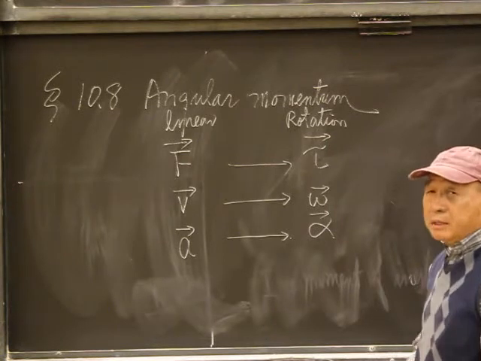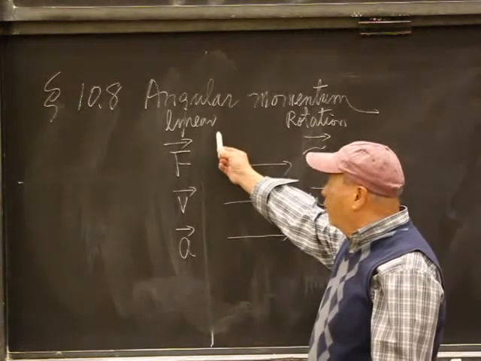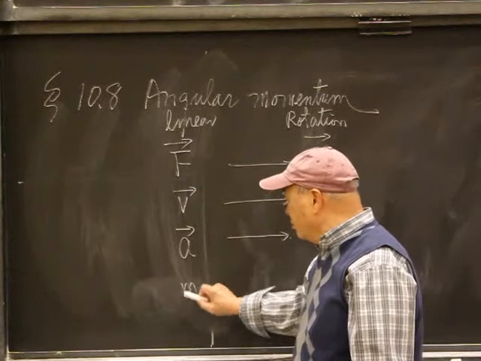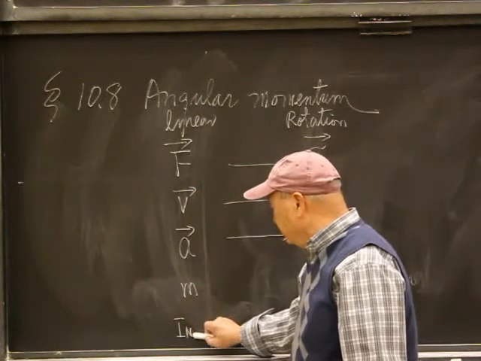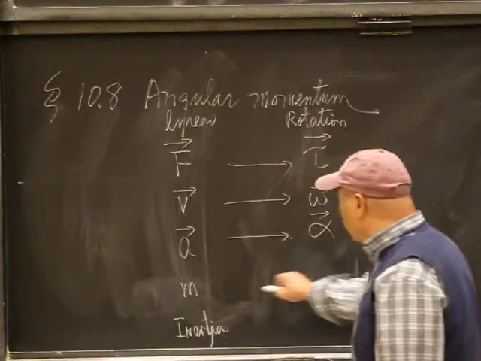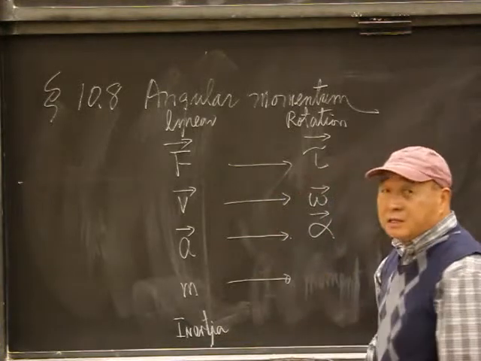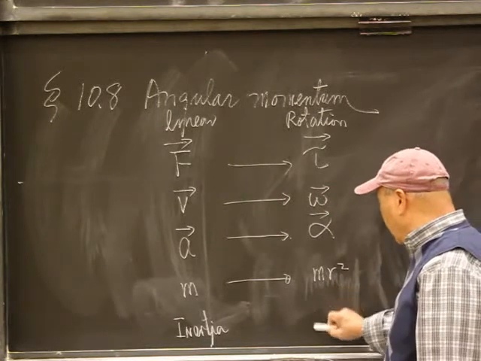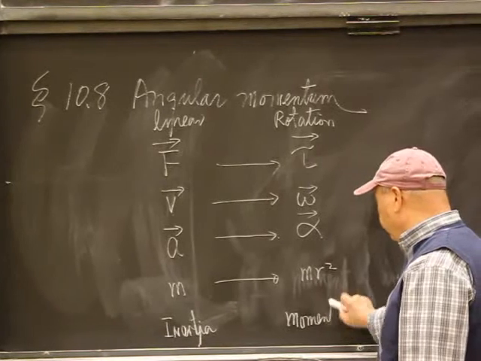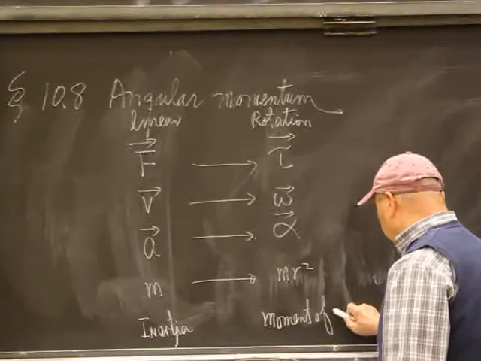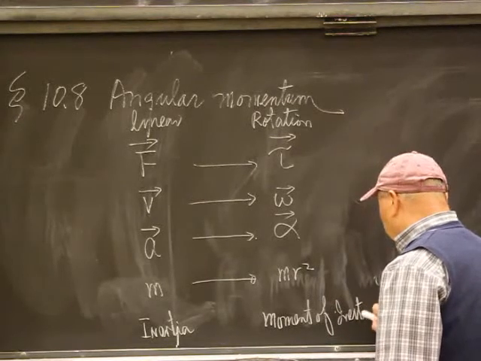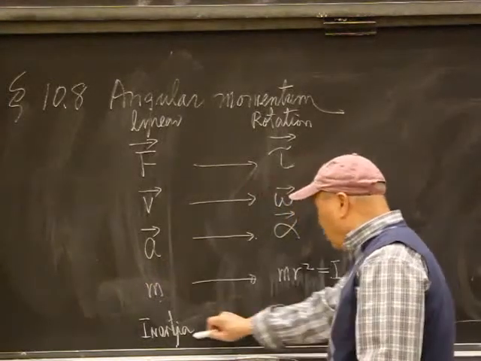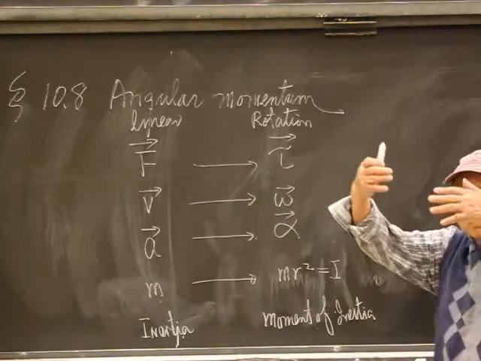In these cases, you have some kind of resistance to the motion, which is called mass, and the resistance to motion we call inertia. There's something equivalent to this in rotation, which we call mr squared, or we like to say this is called moment of inertia. Moment of inertia. In which case it's called I. So I is equivalent to m, and inertia is equivalent to moment of inertia. So everything is matched up.